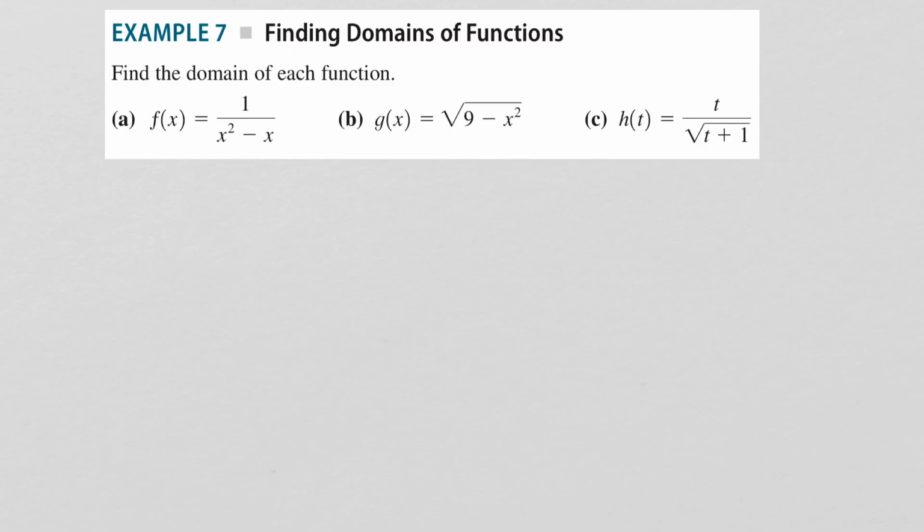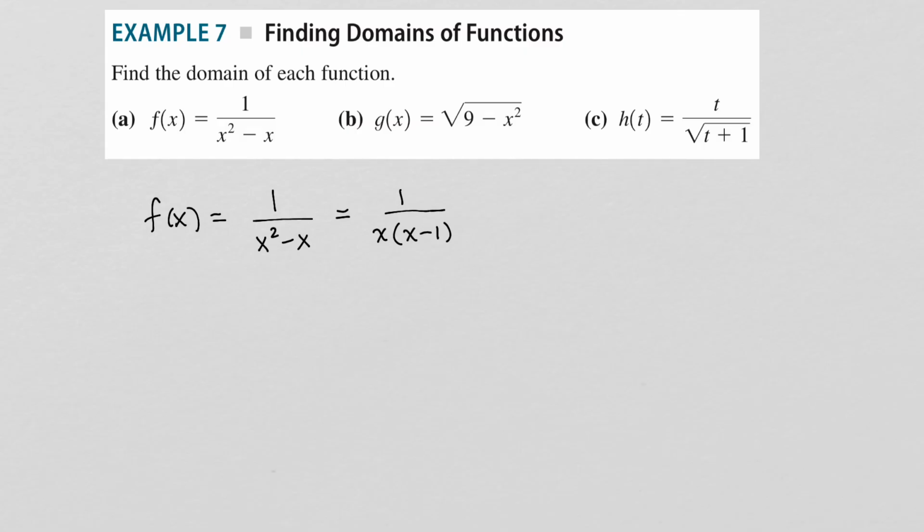And finally, let's talk about finding domains of functions. There are two primary things we have to consider when finding the domain of a function. We need to remember that we cannot divide by 0 and we cannot take the square root of a negative number, at least not in the real number system. So when you look at the first function here, f of x is equal to 1 divided by x squared minus x, notice that the denominator here can be factored. We can factor out an x, and we get x minus 1.